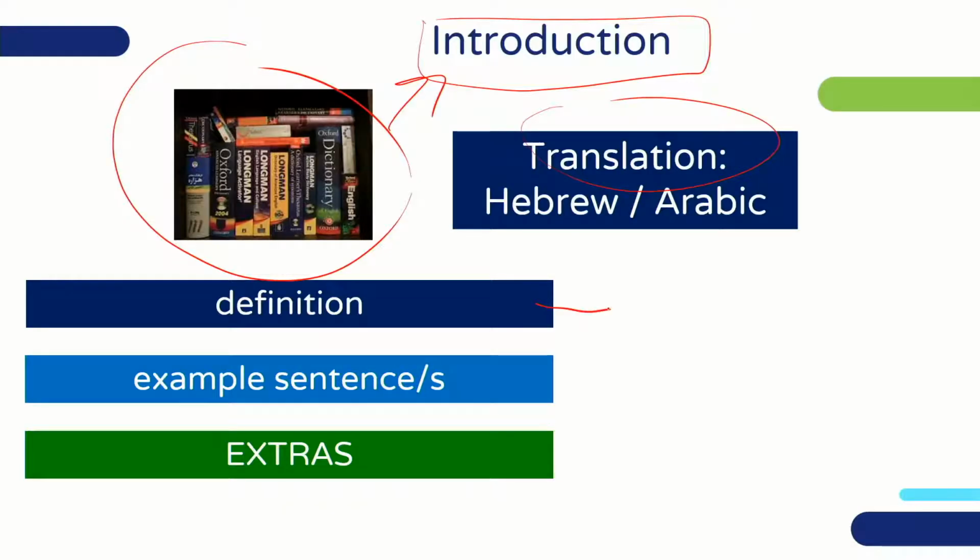Here, we will have a definition in English. In this light blue rectangle, we will have a sentence that uses the word. And over here in green, we'll have extras. In the extras, I can maybe put synonyms or antonyms, or I can put other ways of using the vocabulary word. So the first word that we'll talk about now is challenge.